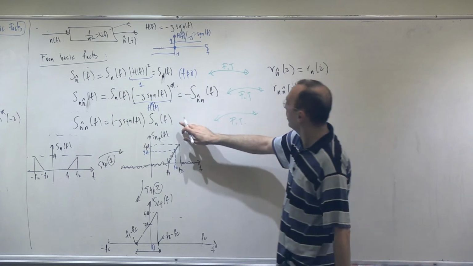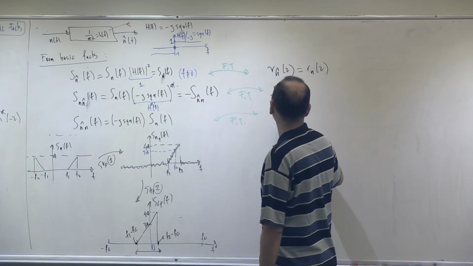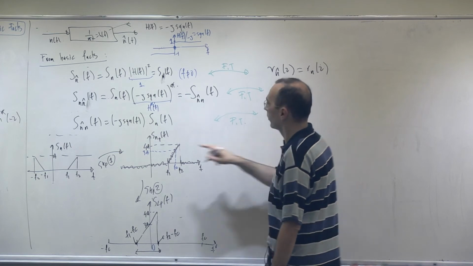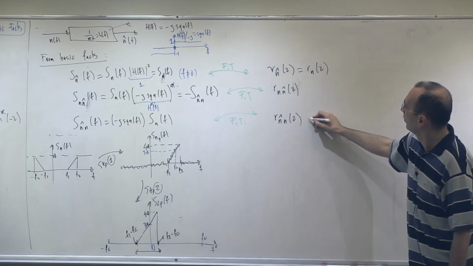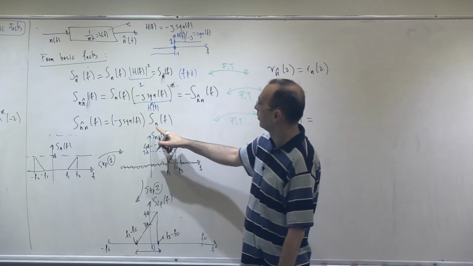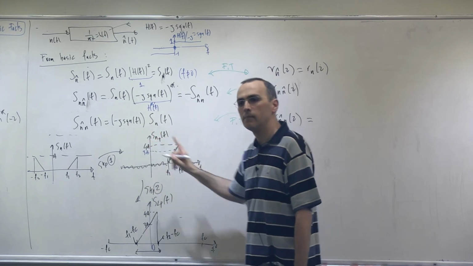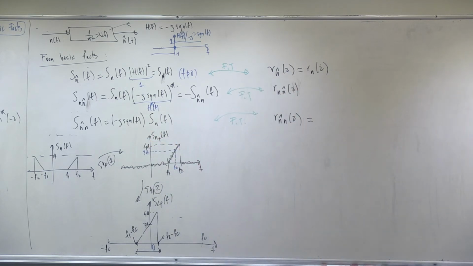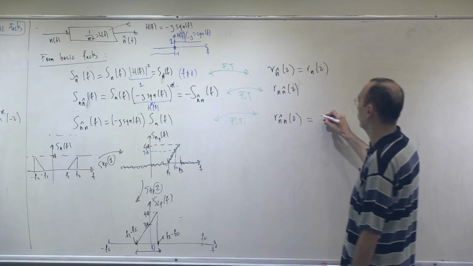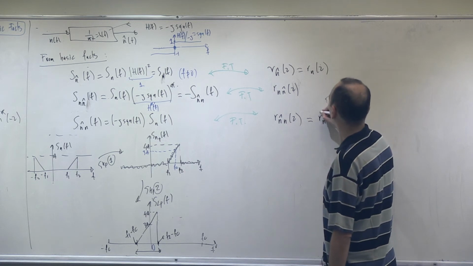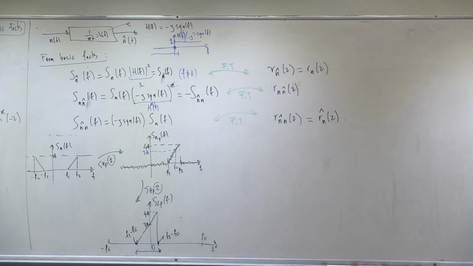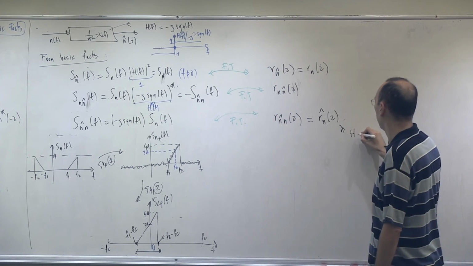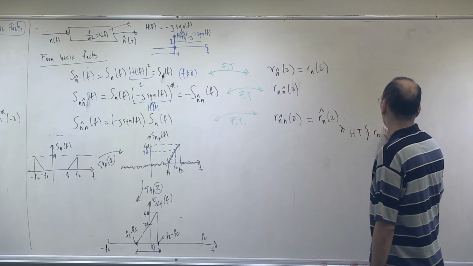well, maybe I should check this one first. R, this is easier. N hat first, n of tau, is equal to, how about this? How about this one? Would you agree? A little interesting. Now this is the Hilbert transform of R_n of tau.